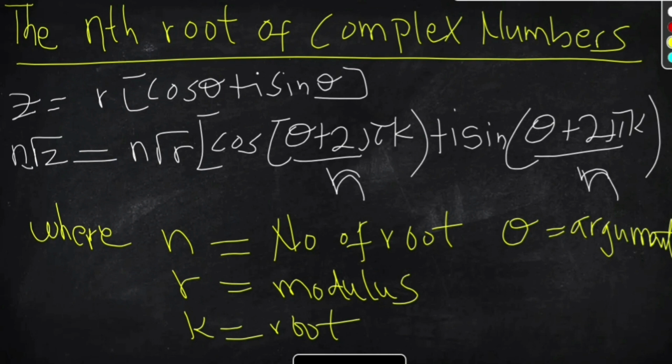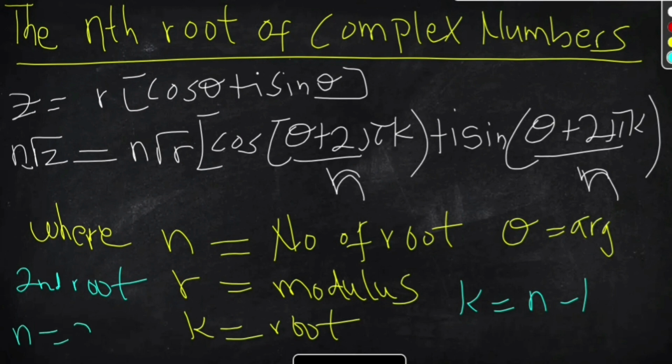Let's take an example. But before we go to the example, I said k is the root index, and k has a value. To know what k is, k equals n minus 1. So if you are asked to find the second root, that means n is 2 and k is 1.